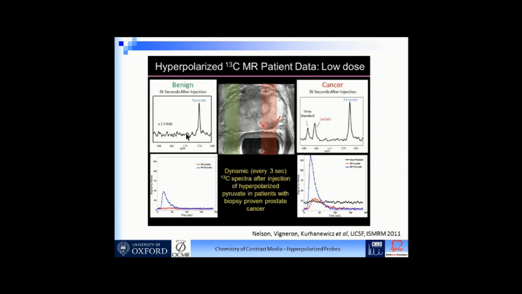And this is just a couple of slides stolen from their presentation at the ISMRM a couple of years ago, where you can see in a prostate tumor patient, in the benign area of the prostate, you only see the pyruvate that you inject. You don't see its conversion into lactate because of the lack of glycolytic metabolism. Whereas over on this side, where there's a biopsy-proven tumor, you see a very elevated level of lactate being generated from that pyruvate due to the glycolytic nature of the tumor.